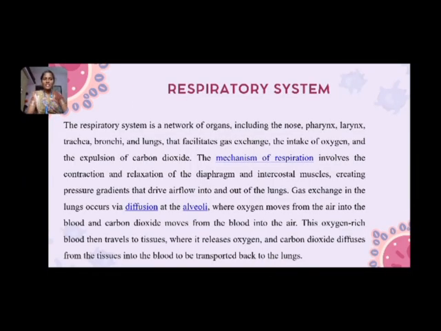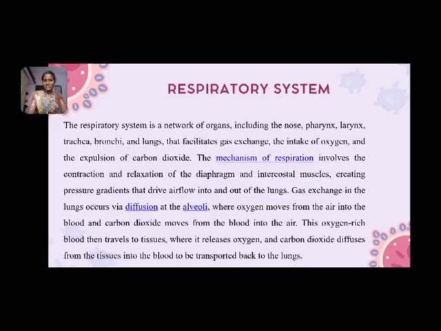So firstly, we see about the respiratory system. Respiratory system is a network of organs including nose, pharynx, larynx, trachea, bronchi and lungs that facilitates gas exchange, the intake of oxygen and expulsion of carbon dioxide to the various parts of the body. The mechanism of respiration involves the contraction and relaxation of the diaphragm. Diaphragm is placed below the lungs, creating a pressure gradient that drives airflow into and out of the lungs.